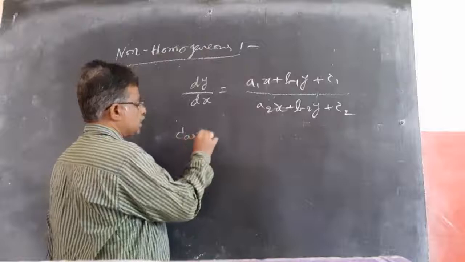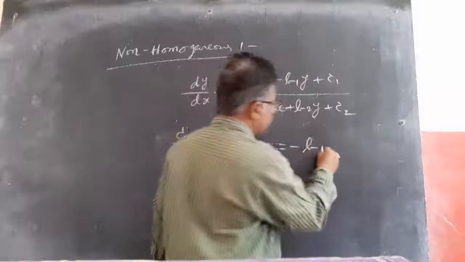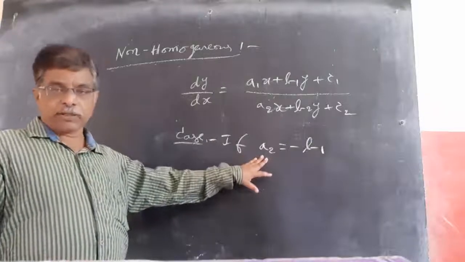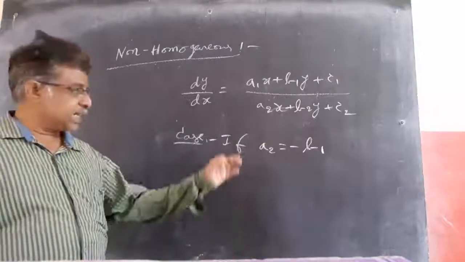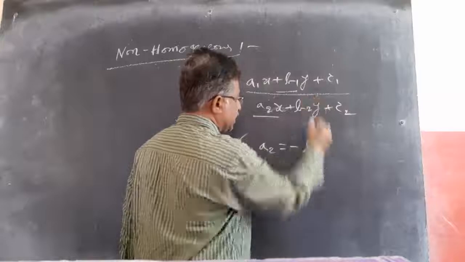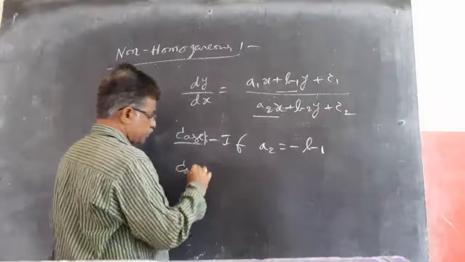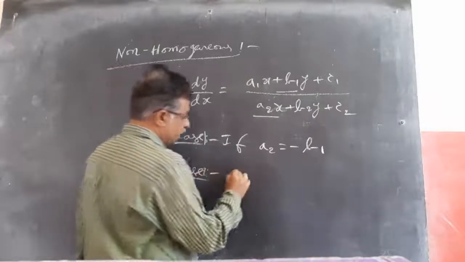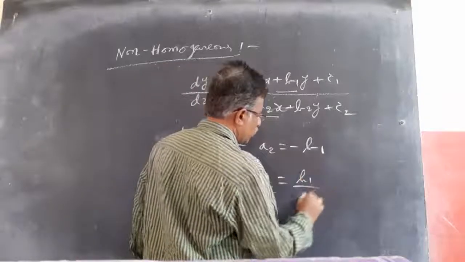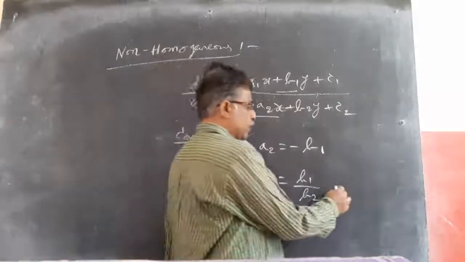Case 1: if a2 equal to minus b1, then it is very easy. You can convert it into variable separable form, then do the integration directly. Case 2, also very easy: if a1 by a2 equal to b1 by b2, then you can go for the substitution method.